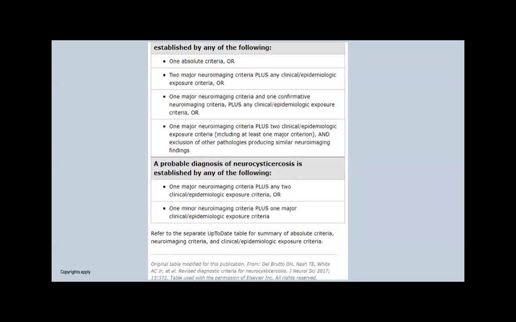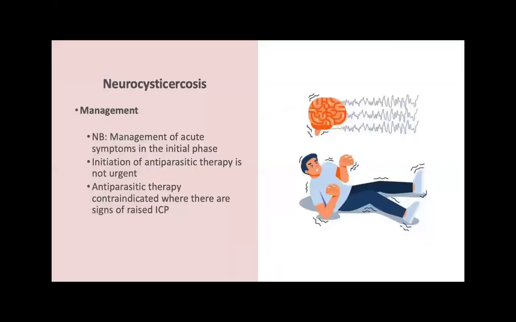A probable diagnosis of neurocysticercosis is established by any one of the following, which is one major neuroimaging criteria plus any two clinical or epidemiological exposure criteria, or one minor neuroimaging criteria plus one major clinical epidemiological exposure criteria. And then managing neurocysticercosis. In the acute phase, the symptoms should be managed. Initiation of antiparasitic therapy is not always urgent. Antiparasitic therapy is contraindicated where there are signs of raised intracranial pressure.